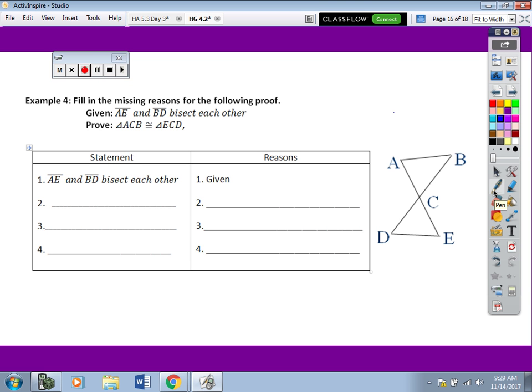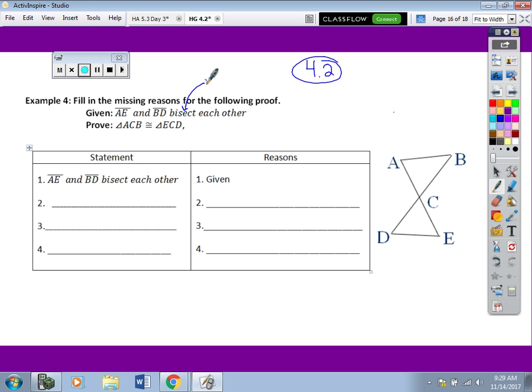Wanted to get to the example that we didn't quite get to in class. And that was example 4 from our proof section on the section 4.2 notes. So this one has given us, and we actually did do this one, just not as a proof, in our notes. So we have been given that AE and BD bisect each other.